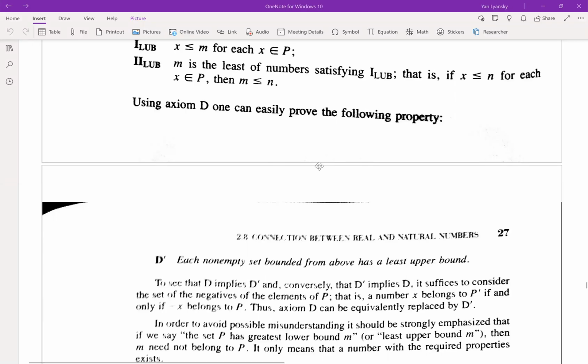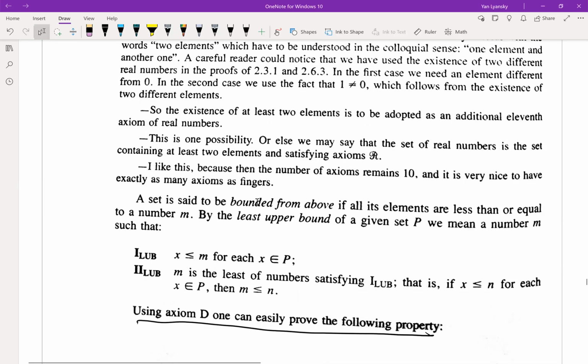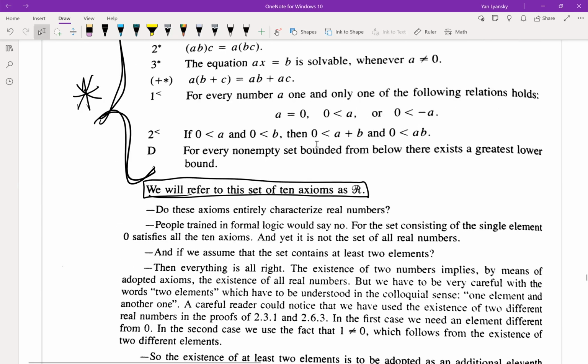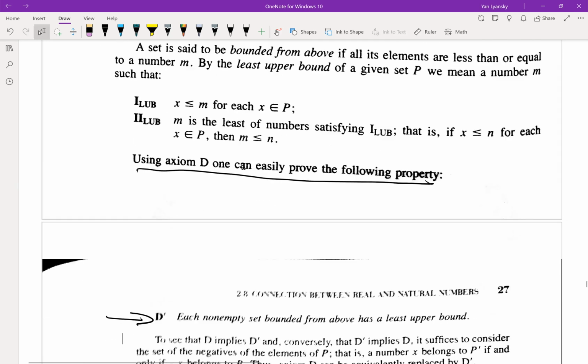Okay, so we're going to continue with 2.8. The last thing we talked about was least upper bound and greatest lower bound properties. Here, using axiom D, we can easily prove the following: each non-empty set bounded from above has a least upper bound. And looking at axiom D prime, each non-empty set bounded from below has a greatest lower bound. So their equivalence is obviously where we're going with that, right?